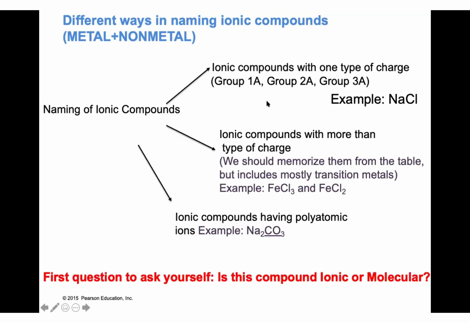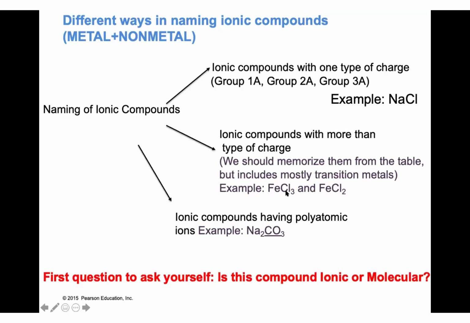The first rule is ionic compounds with one type of charge. Basically, what I talked about in the previous slides: the charge of group 1A is 1 plus, right? Group 2A is 2 plus, group 3A is 3 plus. These always have one type of charge. They cannot have more than one type of charge. For example, sodium always has a charge of 1 plus. Never ever can you find sodium 2 plus. Okay, never. That's why we call it one type of charge.